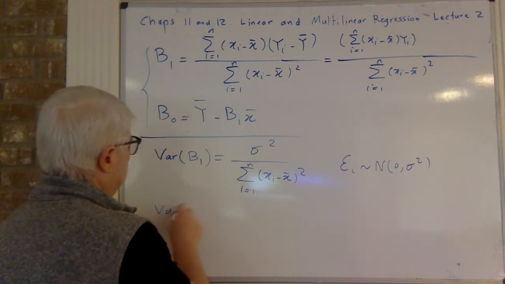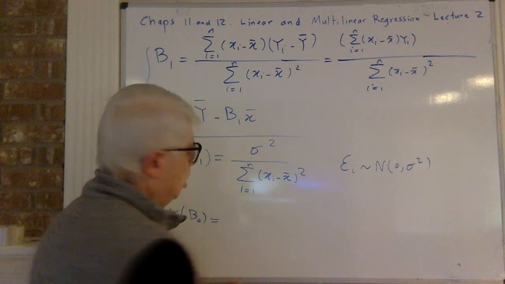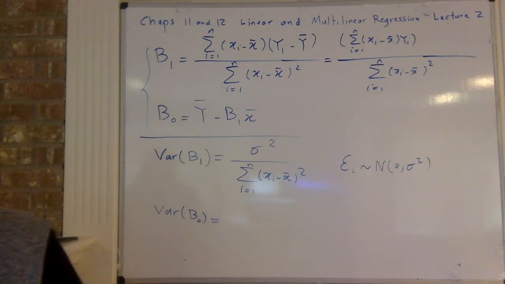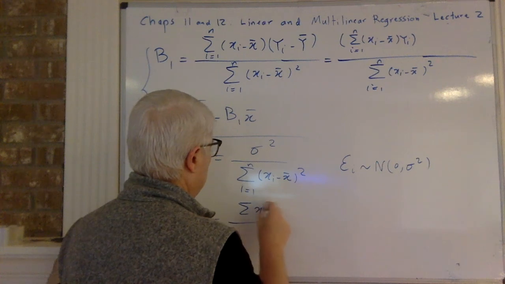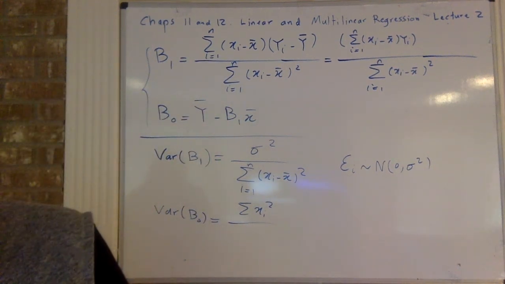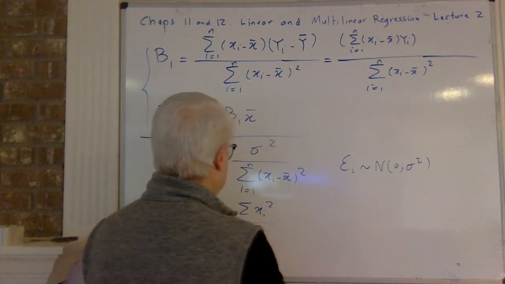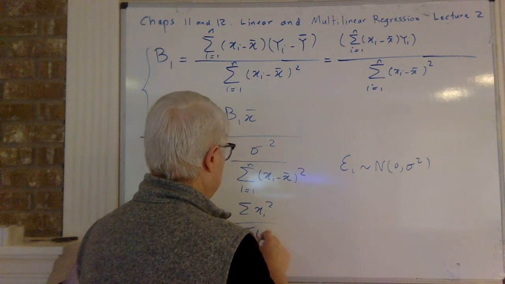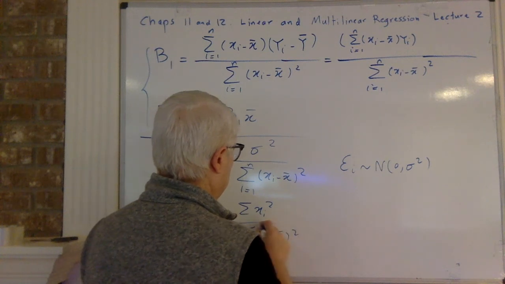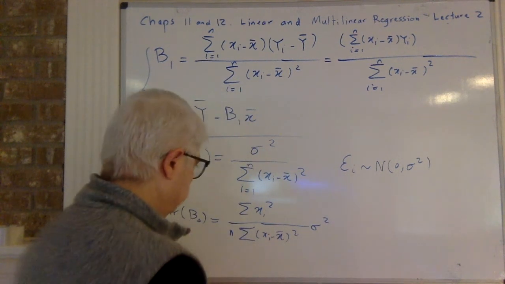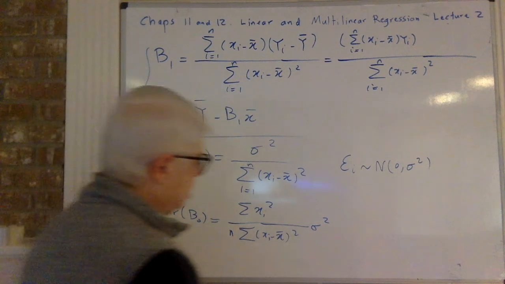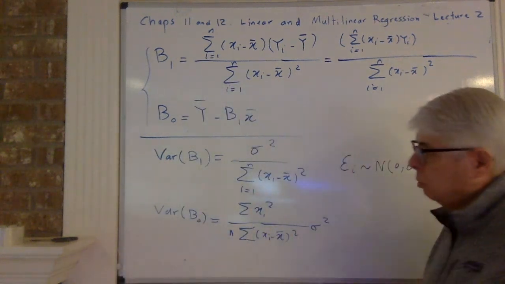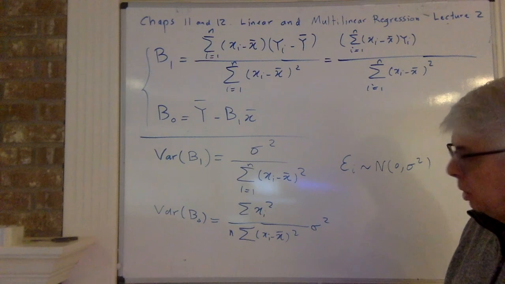And the variance of B0 will be, what is it? So, I think sigma squared times the sum of xi squared on top, divided by n times this. Okay, so these are the variances of these two random variables, and the means are in fact alpha 0 and alpha 1.